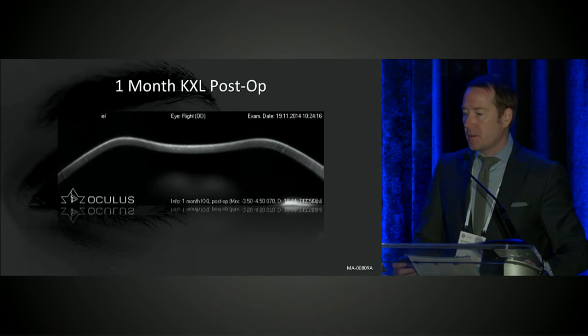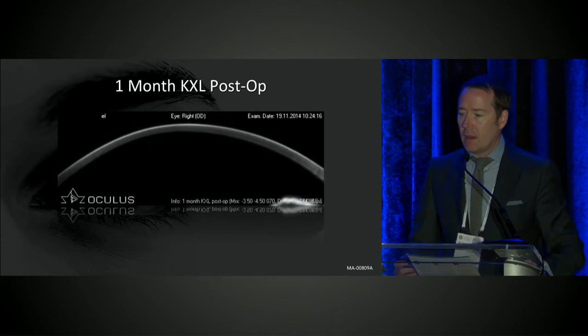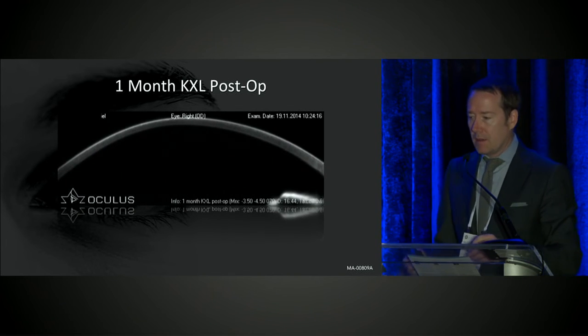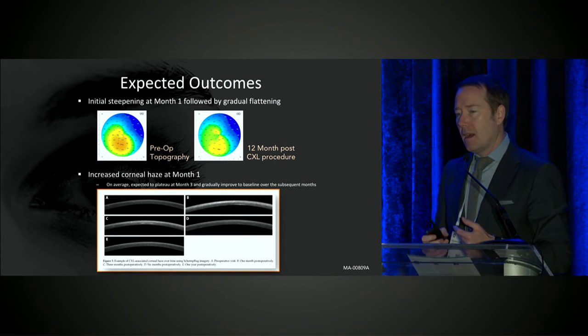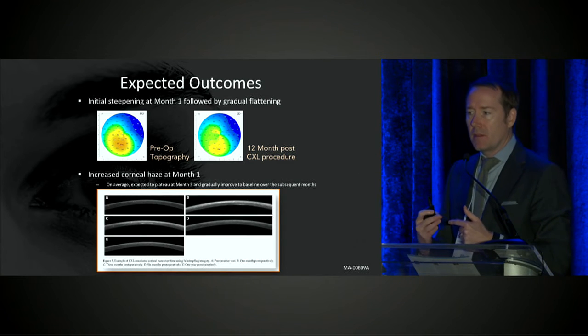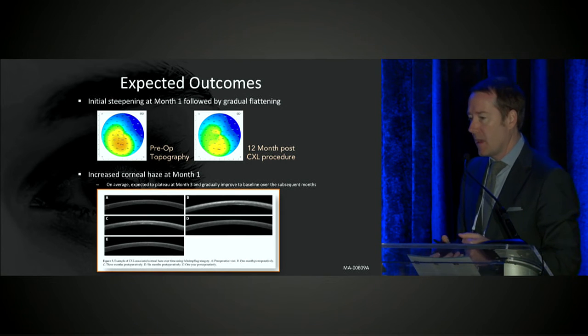So here's a Corvus looking at a cross-linking patient. You can essentially sort of see the demarcation line and some of the opacity in the anterior stroma. But when we look at this, it's really neat compared to normals. They appear to have less movement and to be more stiff.